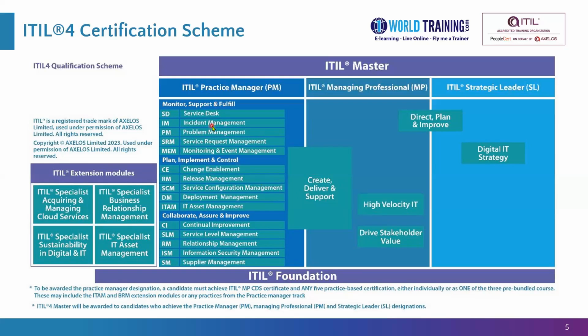Right now we see 18 of them. So I'll begin at the top here, Monitor, Support, and Fulfill, which is a separate certificate. But then it also includes these 5 certificates, the Service Desk, and the 4 below that. Then you also have the Plan, Implement, and Control bundle. And then you have the 5 individual ones there, and you have the Collaborate, Assure, and Improve bundle, and then the 5 below them. So there are a total of the 3 sets of 5, and then the 3 more there. So 18 of them.